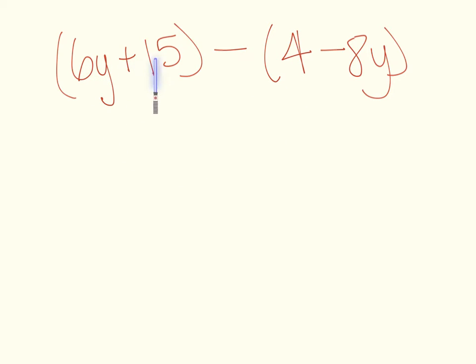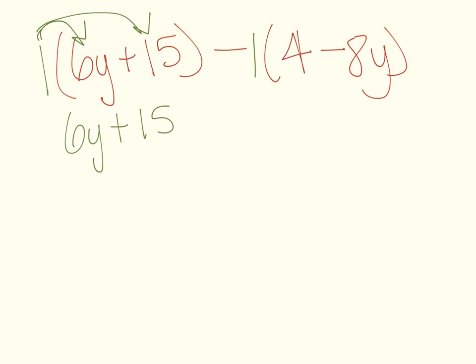So you have 6y plus 15 minus 4 minus 8y. So this negative changes things. You can't just start subtracting 6y from 8y or negative 8y and 15 from 4. You have to distribute this negative. So in front of every parentheses, there's that invisible 1. Now, if I were to distribute this 1, nothing changes. So I still have 6y plus 15, because 1 times 6y is 6y, and 1 times 15 is just 15.